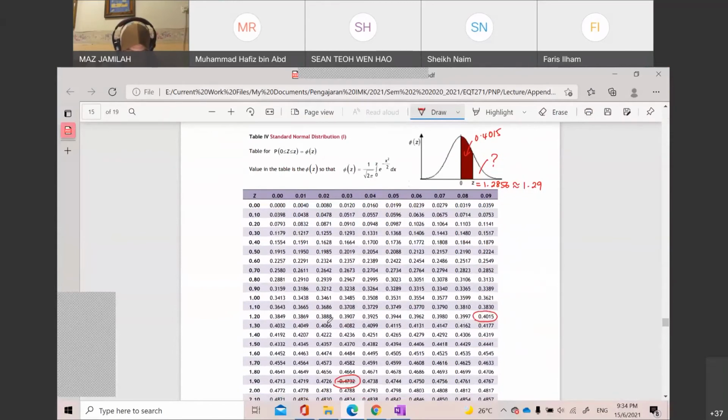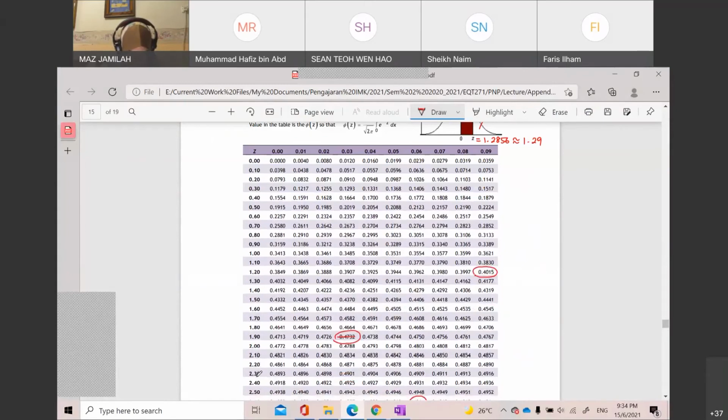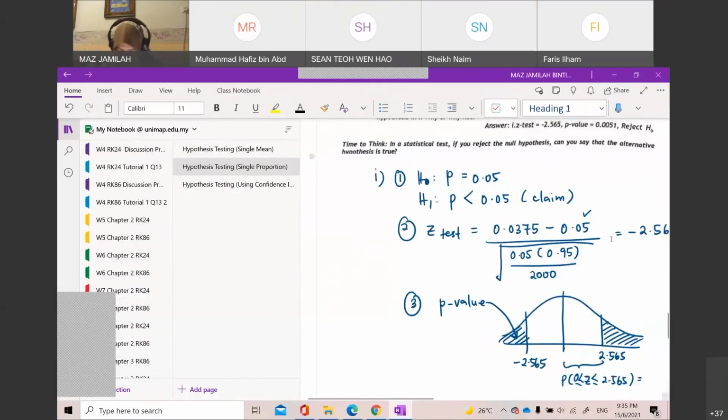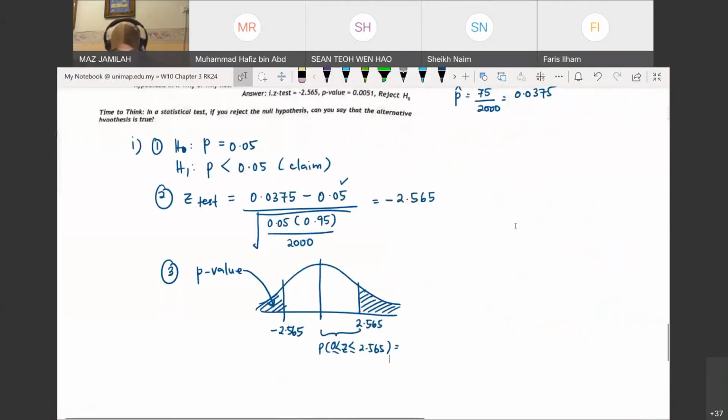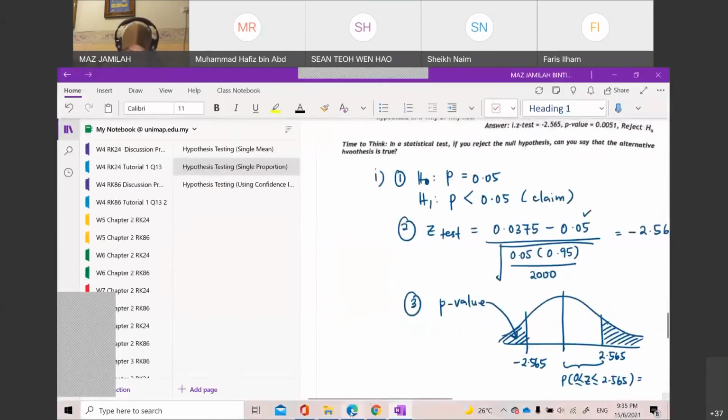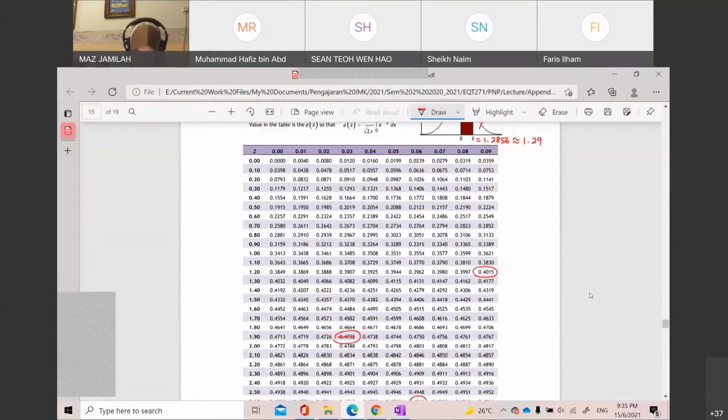2.565, so look at 2.56, 2.57. At 2.57, the value is 0.4949.